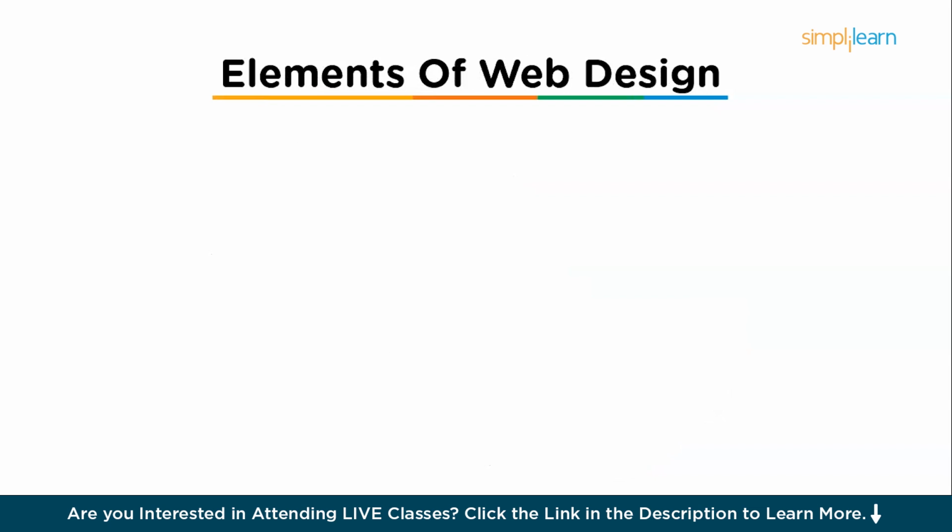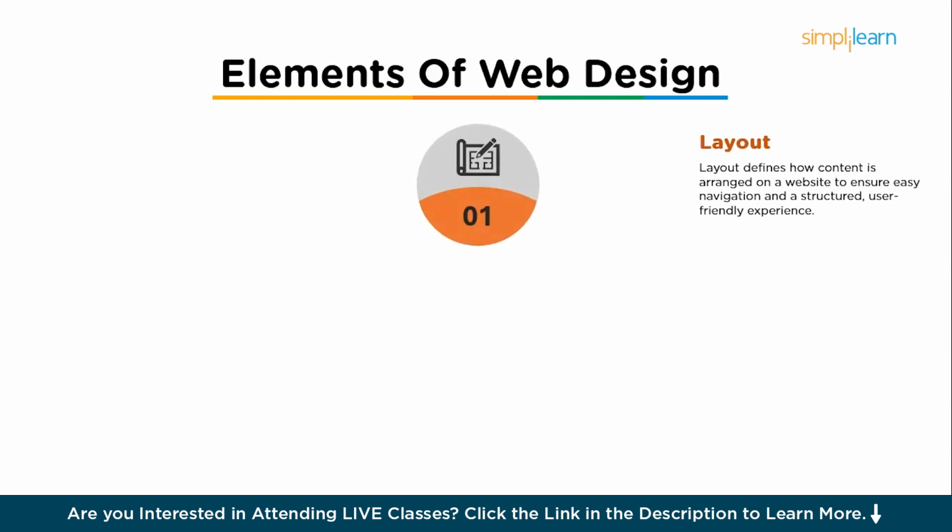So a website design is composed of various elements that come together to create a cohesive online presence. So understanding these elements is essential for anyone involved in the creation or improvement of a website. So let's break down the core components. The first one is layout. So layout refers to how a website's content is structured and arranged on the page.